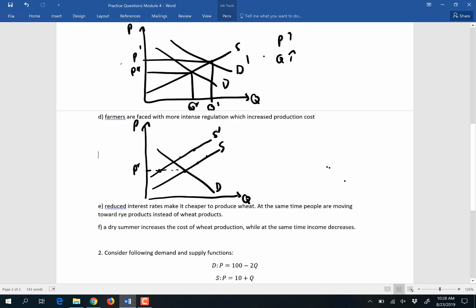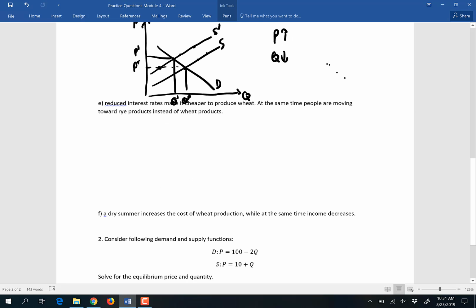If we do that for every possible price, then we can derive the new supply function. Now with this new supply function, we can see that the price is expected to go up and the quantity is expected to go down. So question E is a little bit more complicated because we have two things happening at the same time. So let's start off with our supply and demand.